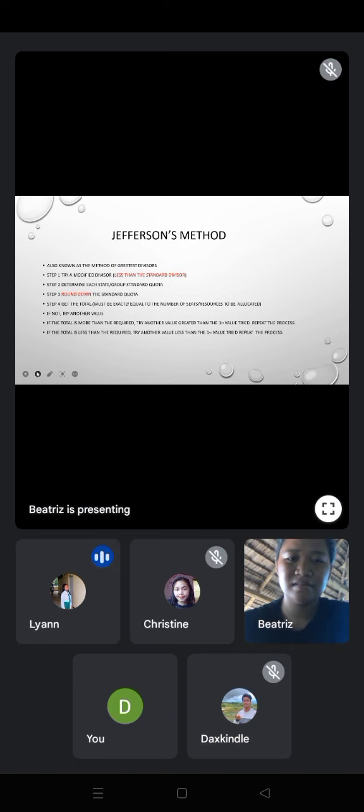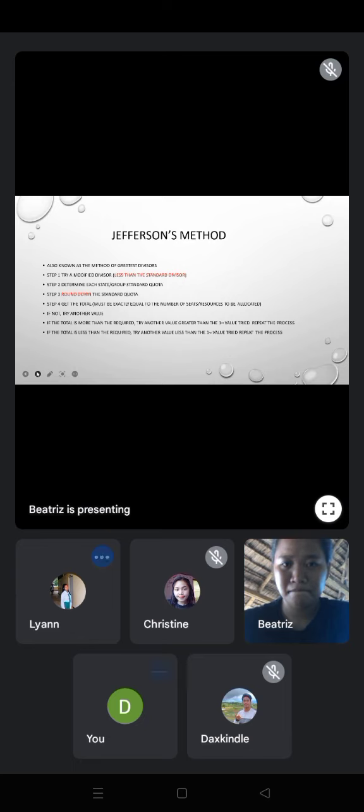If the total is more than required, try another value greater than the last value tried, and repeat the process. If the total is less than required, try another value less than the last value tried, and repeat the process.